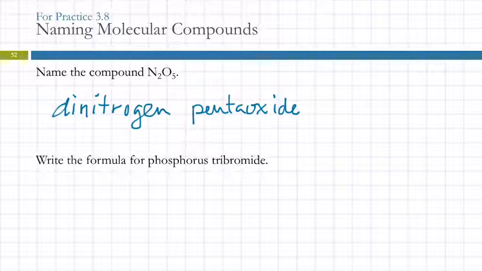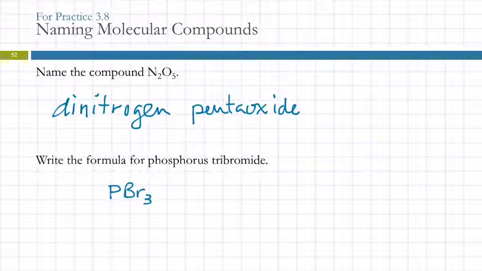What's the formula for phosphorus tribromide? Phosphorus has the symbol what? P. How many phosphorus atoms are in this? 1. It doesn't say monophosphorus, but it doesn't say anything else either. So 1 phosphorus, and then bromide is Br. You guys need to wake up. How many? 3. So the number goes after in the formula. The prefix goes before in the name. Because prefix, pre means before. Prefix has to go before. Any questions?